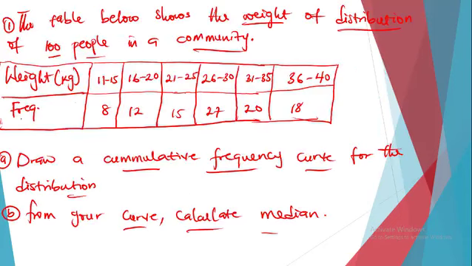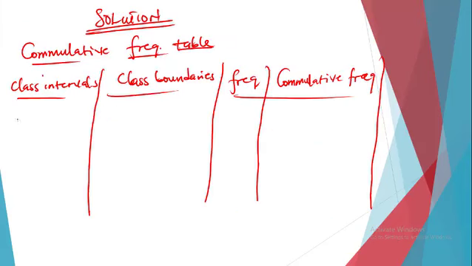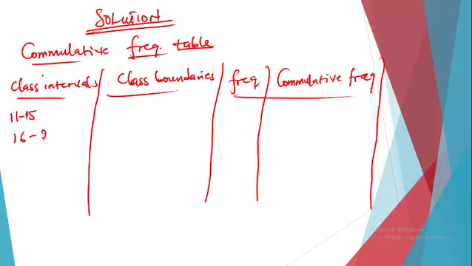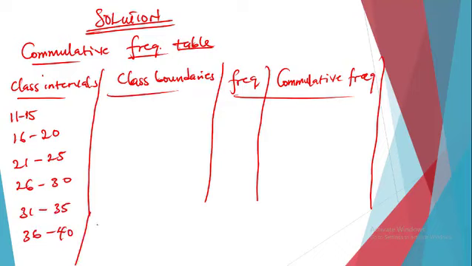For the class intervals, we have 11 to 15, 16 to 20, until we get 36 to 40. We have 11 to 15, 16 to 20, 21 to 25, 26 to 30, 31 to 35, and then 36 to 40. Is that correct?